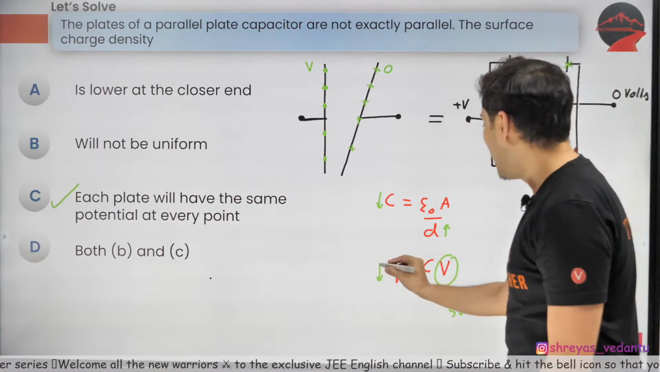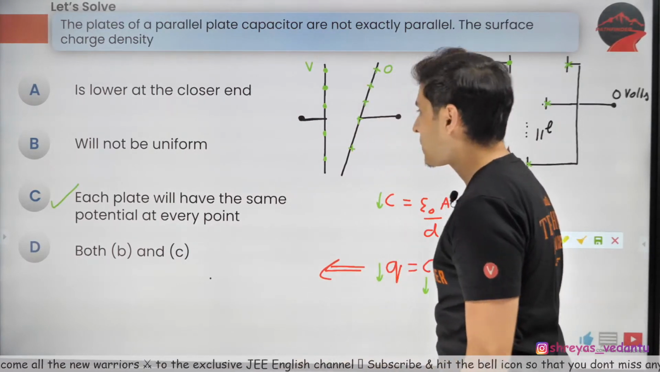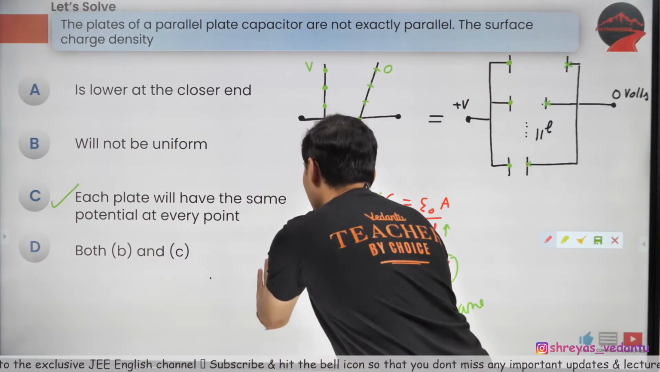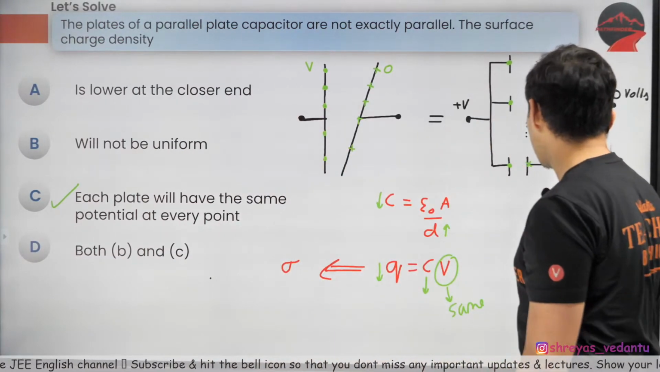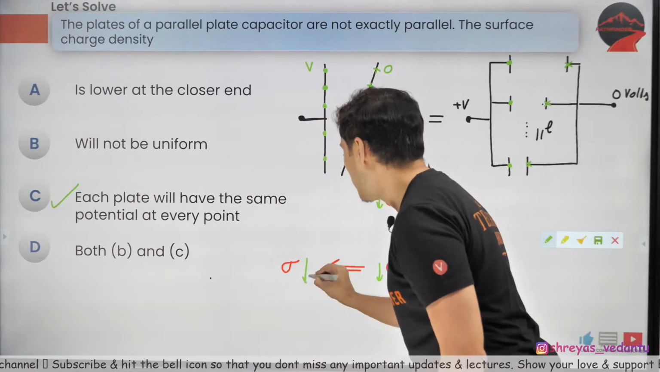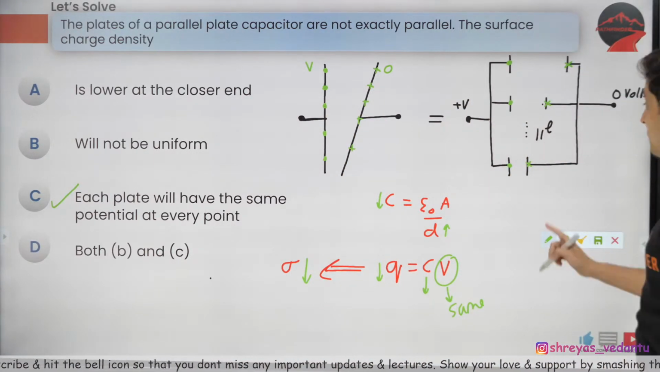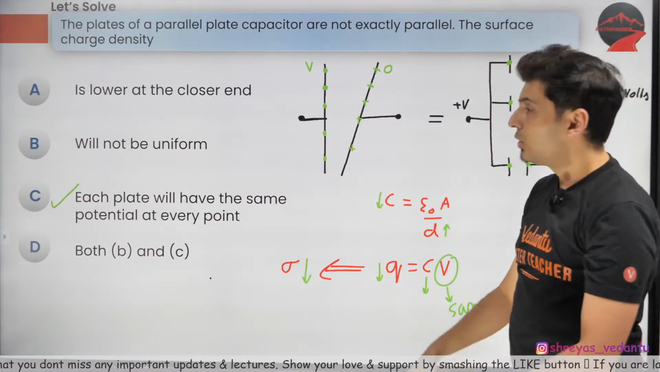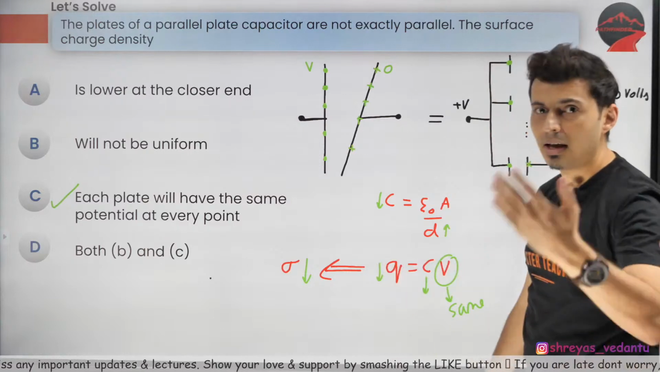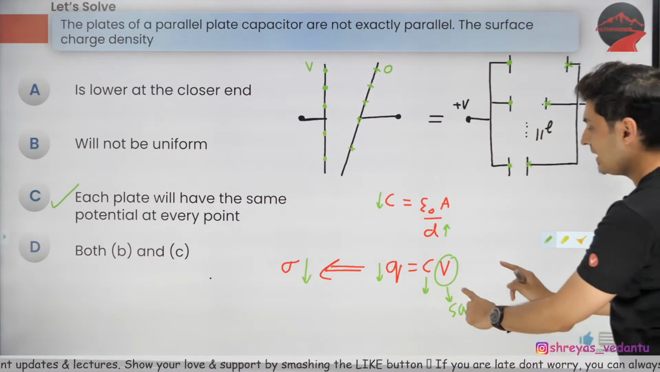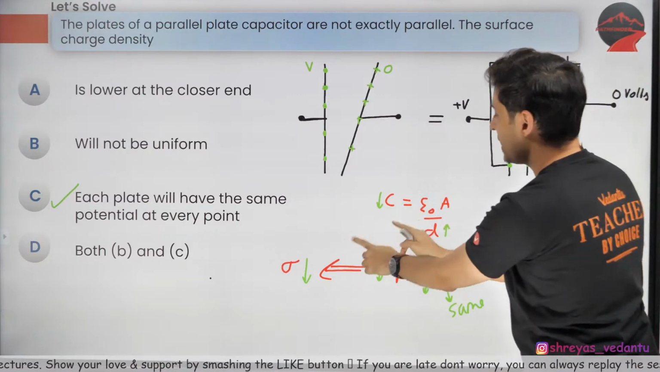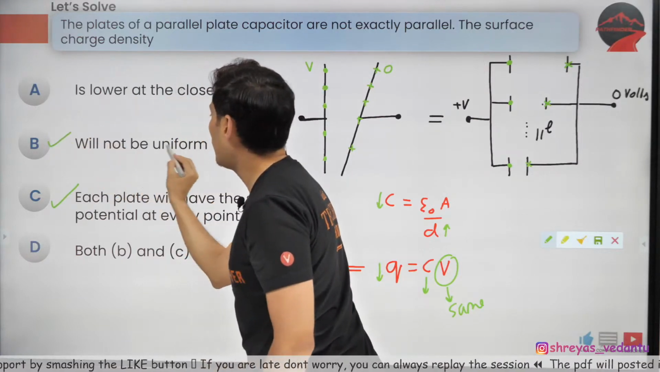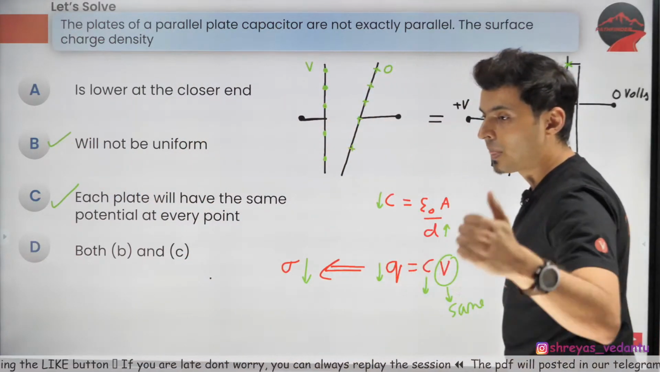And guys, if charge decreases, what does this tell you? Think about it. The field and the charge density. So the charge density, sigma, the charge per unit area, will also decrease. Do you think each part will have the same charge density? Obviously not, because the distances are different, capacitances are different, and that's why the charges will be different at every part of the plate. So it will not be uniform. Option B is also correct. Very good.